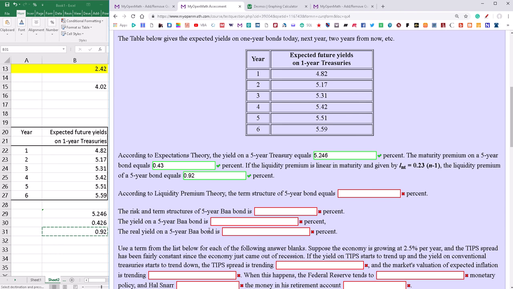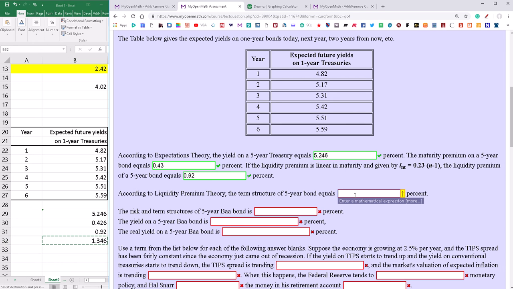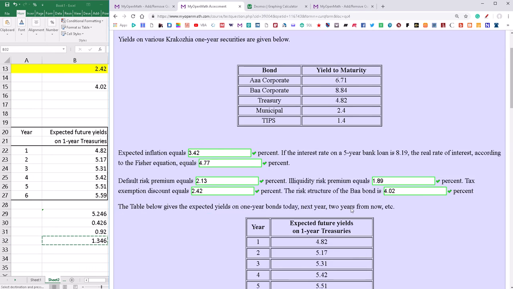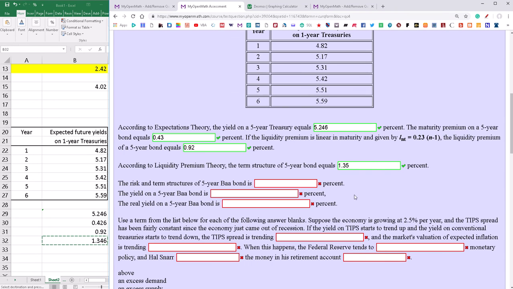Okay, so according to the liquidity premium theory, the term structure of a 5-year bond equals what? The term structure is just the maturity premium plus the liquidity premium, according to liquidity premium theory, which is 1.346.